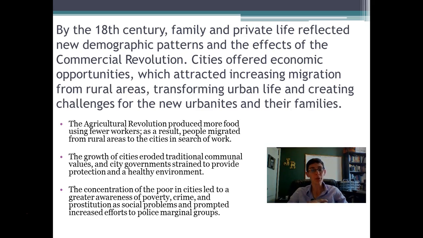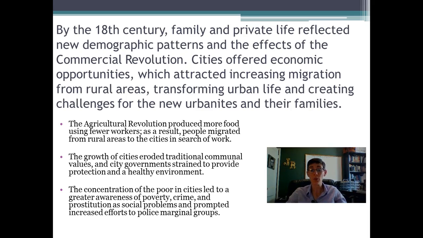The growth of cities eroded traditional communal values. City governments struggled to provide protection and a healthy environment. So this is where you start to see influences of the desires of people to have government step in and actually care for people, because communities weren't doing that as well anymore.